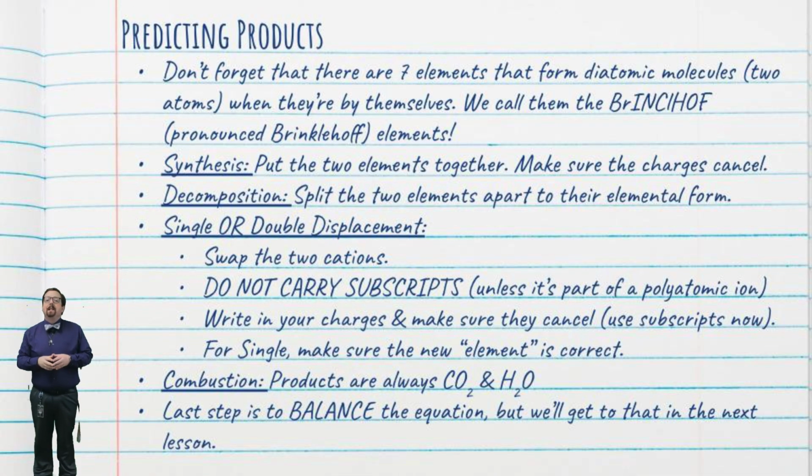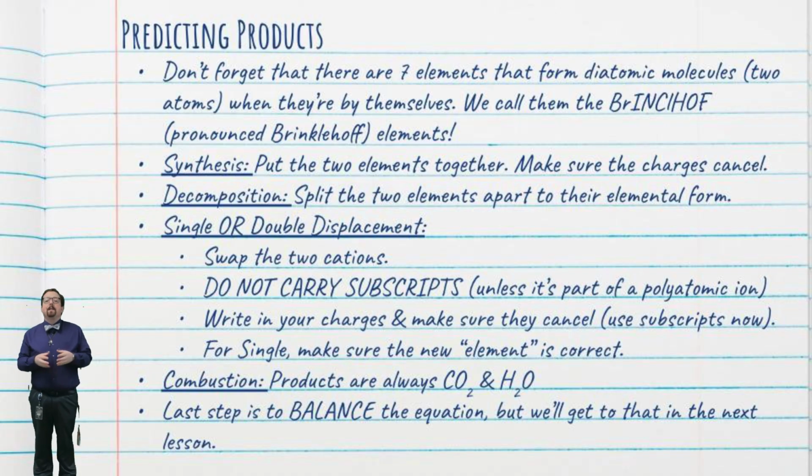Before we get into the nitty-gritty of predicting products, let's look at a few hints that will help you along the way. First, you have to remember our Brinkelhoff elements, the 7 elements that in their elemental state exist as diatomic molecules. That means when we know we want a product to be an element by itself, and that element is bromine, iodine, nitrogen, chlorine, hydrogen, oxygen, or fluorine, we're never going to just write down its symbol. We're going to write it as Br2, I2, N2, etc. There's always 2 atoms for 1 molecule for those elements in their elemental state.